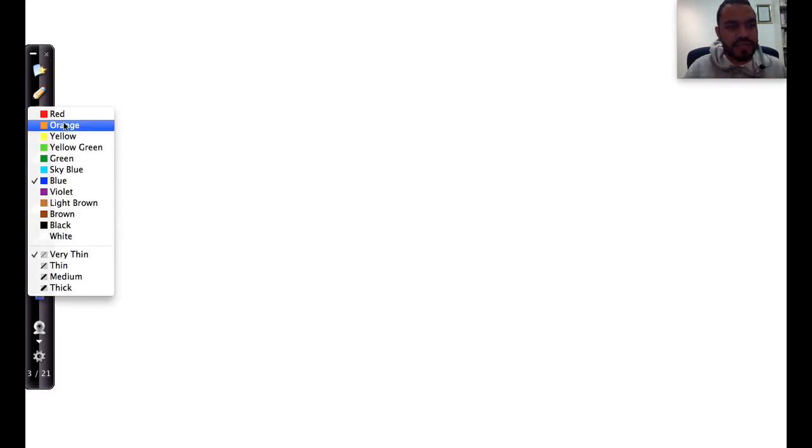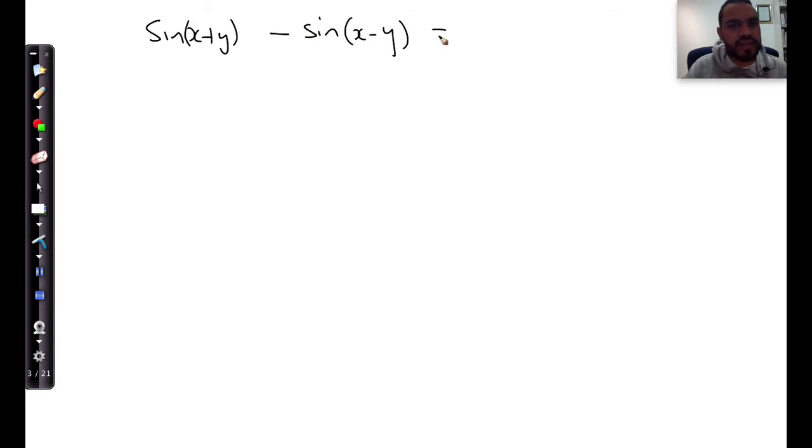Going to use the identities here. The question actually reads, use compound angle identities to prove the following, right? I'm going to write it down in black and I'm going to say it's sine of x plus y minus sine of x minus y is equal to 2 cos x sine y.